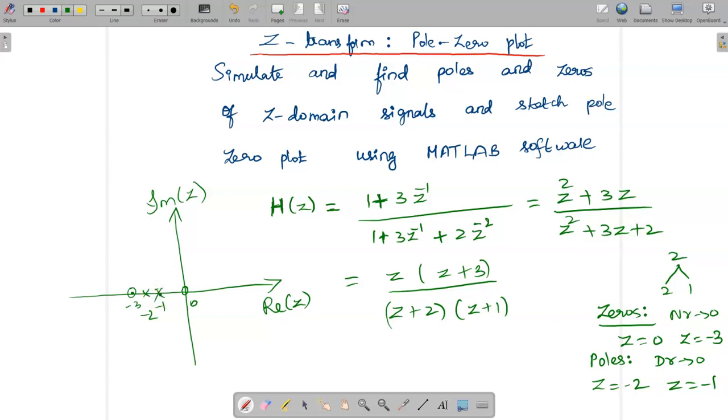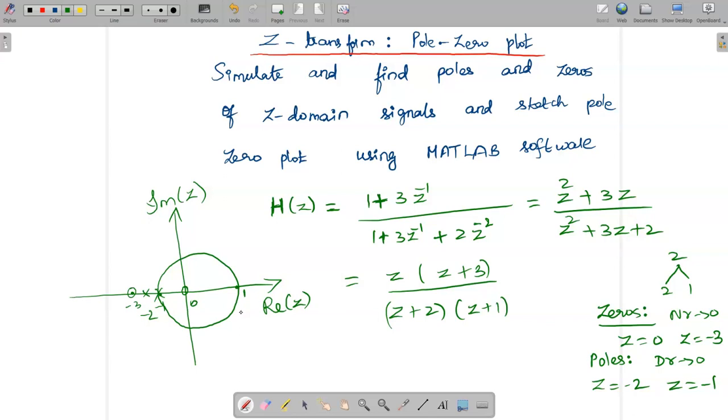And then generally we draw one unit circle in order to show the stability condition. Whenever the poles are inside the unit circle, the system is said to be stable. If they are outside, the system is said to be unstable. So generally we will draw one unit circle also. Since this pole is at minus 1, definitely the circle will cross at 1. So we draw a unit circle. So this is the plot.